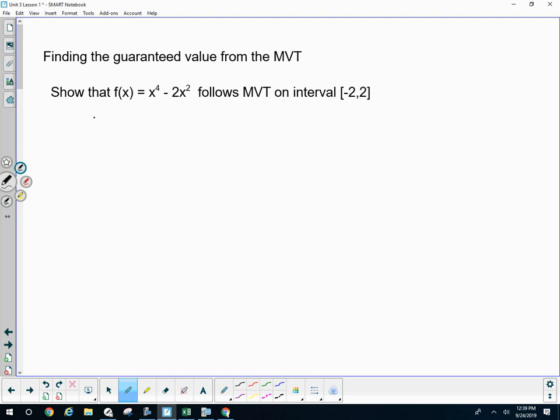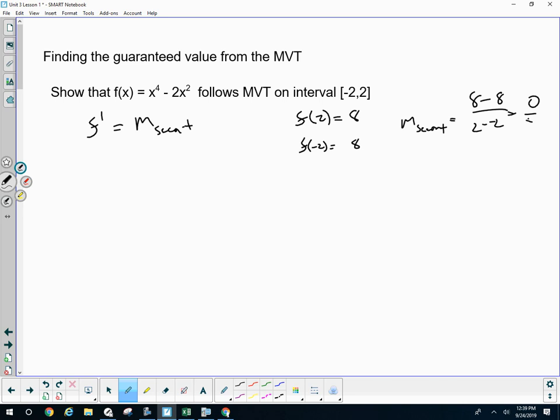So I'm thinking, when do my tangent slopes equal my secant slope? I need to find my secant slope, and the only way to find my secant slope is to get some points. If I plug in 2, I get 16 minus 8, which is 8. If I plug in negative 2, I get 16 minus 8, which is 8. So my slope of my secant, using the slope formula, 8 minus 8 over 2 minus negative 2, 0 over 4, it's 0. So this is a situation where we have like Rolle's theorem.